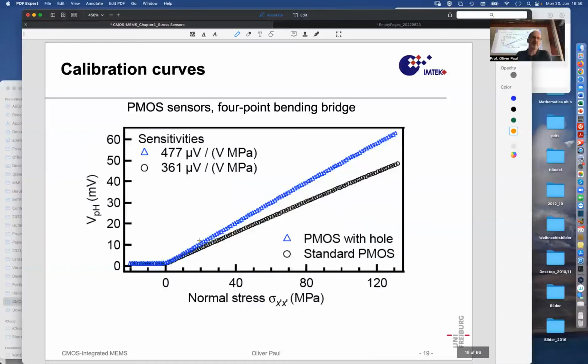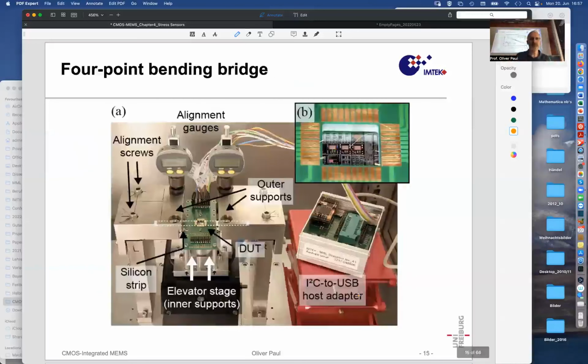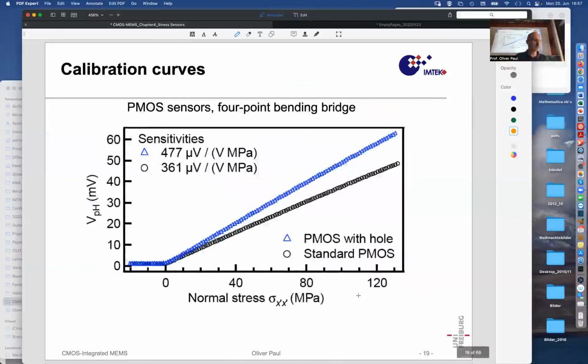And here you have the corresponding results for the PMOS sensors on the 4-point bending bridge. So PMOS, these are these sensors down here. To what are they sensitive? Well, to these longitudinal stresses. And those longitudinal stresses can be applied by the bending bridge. So let's expose them by the bending bridge, which means moving up the lower stage.